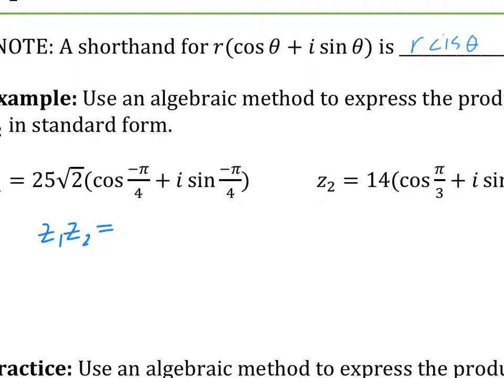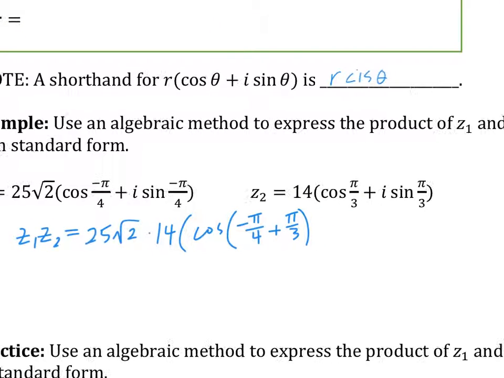What is the radius of the first number? What's the radius of the first number? 25 square root 2. Yeah, 25 square root 2. And then what's the radius of the second number? 14, very good. Okay, and then cosine of, what do we do with the two angles? Add them together, okay? And then what's the angle of the first number? Negative pi over 4, and then the angle for the second number? Pi over 3, good. Okay, and then plus i sine. Same thing.